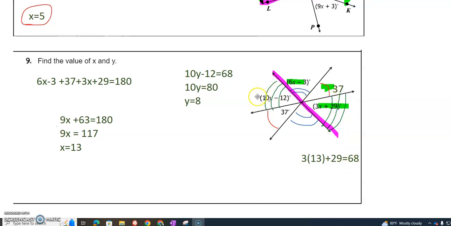That's awesome because this angle measure is the same as this since they are congruent. So I can say that 10y minus 12, this angle, equals 68, and then solve for the y.